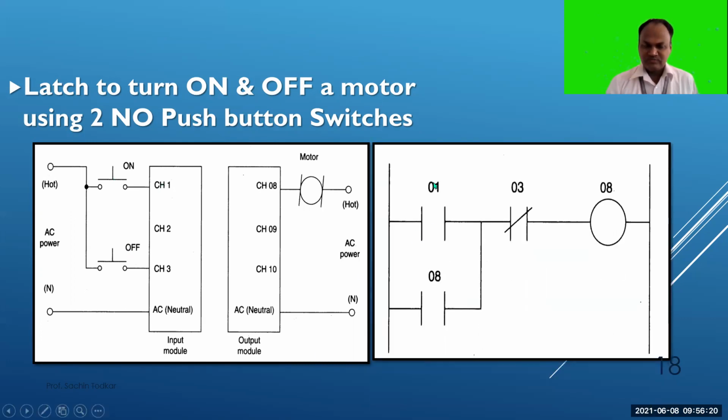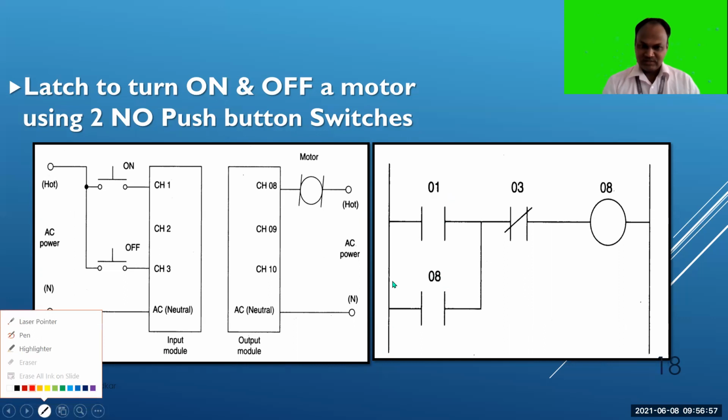Suppose this is push button 1, channel 1. This is push button channel 3, that is the off button, and this is your motor running. So what you are going to do, when your 01 is closed, your motor is going to start. Now this motor will be latched here in parallel with button number 1. So even if this button has been released, your motor is going to run with the help of this path, and I'll show you this path.